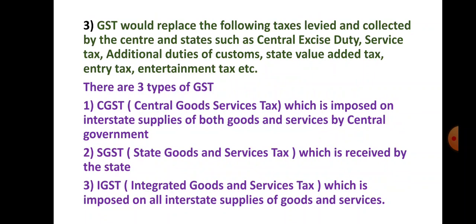CGST stands for Central Goods and Services Tax, which is imposed on the intrastate supplies of both goods and services by the central government. SGST stands for State Goods and Services Tax, which is received by the state. And IGST stands for Integrated Goods and Services Tax, which is imposed on all interstate supplies of goods and services.